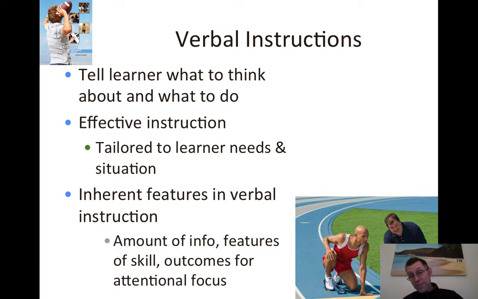You're not going to tell a group of 5-year-old basketball players the intricacies of some complex dribbling skill, crossover drill, layup kind of thing with all these verbal details. You want to keep it simple. Whereas for the higher level learners, college basketball players, you can get that into the verbal description of a skill. As usual, probably not the best example. Some inherent features in verbal instruction: the amount of information, the features of the skill, the outcome for attentional focus, right? You want to tell your learner those types of things.